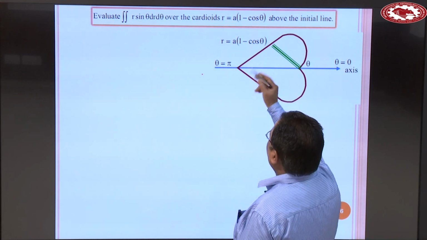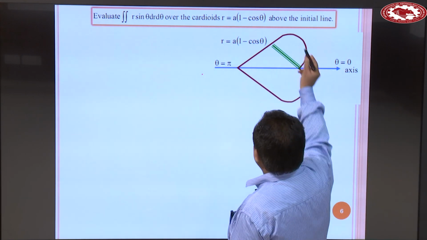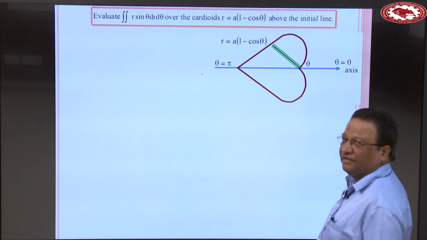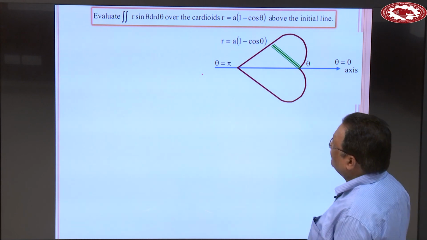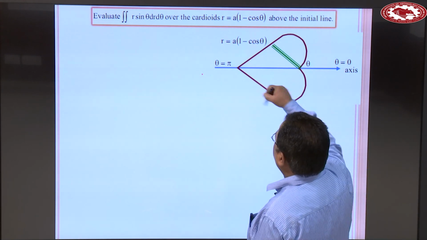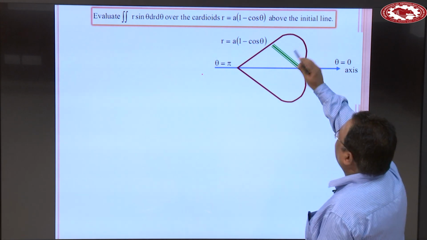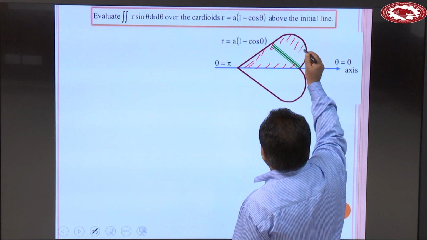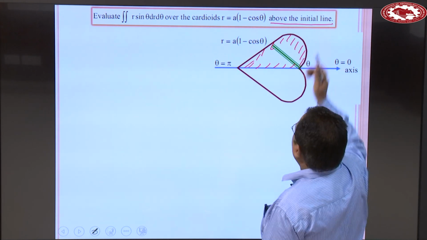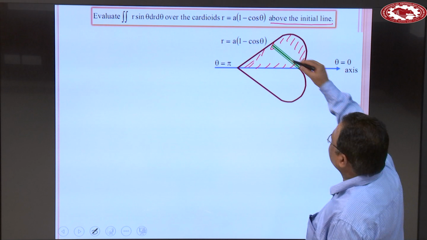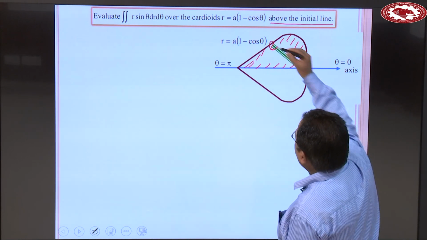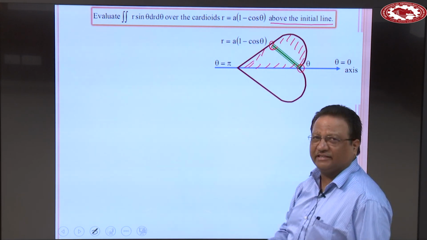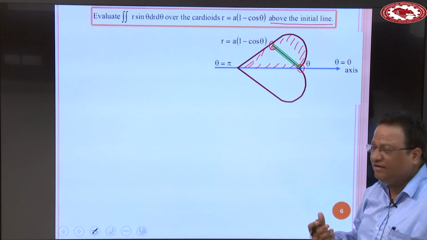So r is equal to 1 minus cos theta, the minus is towards this direction, this angle will be formed. If here there was a plus, the angle would be formed in this direction. So here r is equal to a(1 minus cos theta). That one is the region of integration above the initial line. Let us consider one strip from this point to this point. At this point r is 0 and at this point r is a(1 minus cos theta). So r varies from 0 to a(1 minus cos theta).